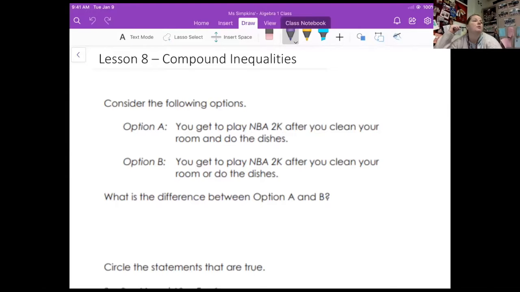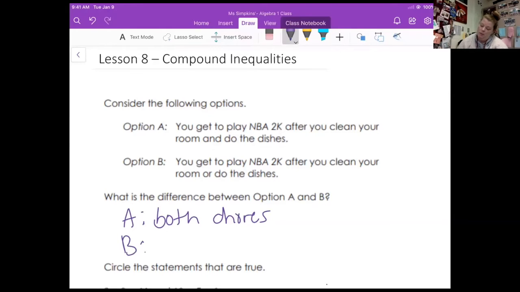Okay, I'm assuming you'd probably choose option B. The reason why is the difference between these two is in option A, that and indicates you have to do both things. So in A, you have to do both chores. And in option B, you only have to choose one to do. So maybe you're just a nice person and are going to do both for your parents. But if not, then option B is fine.